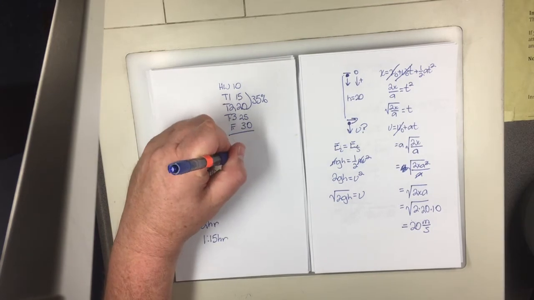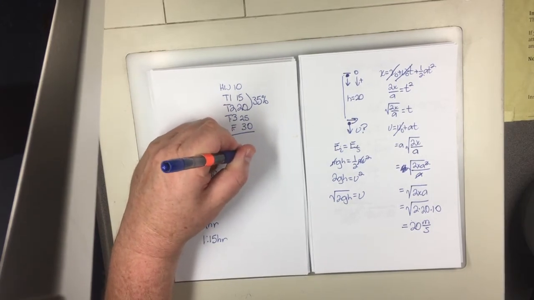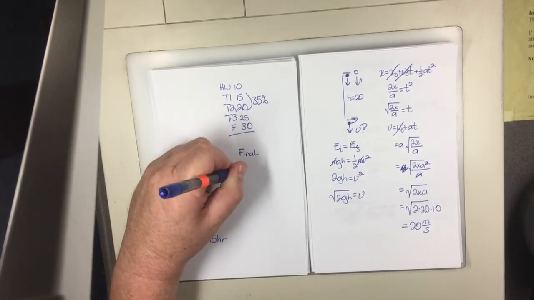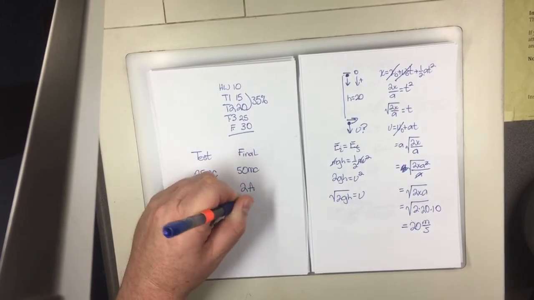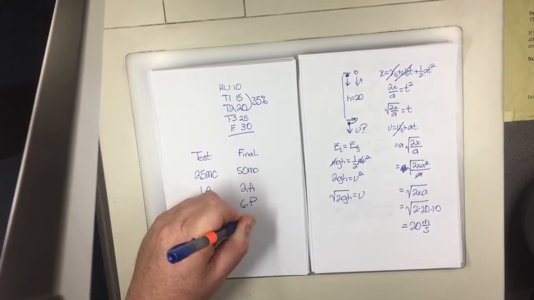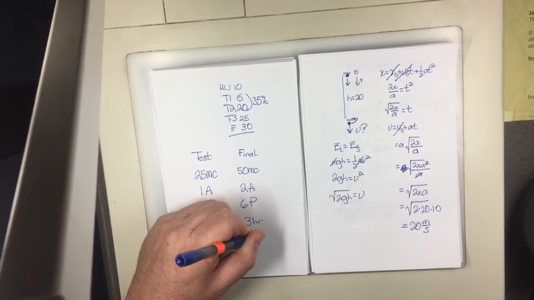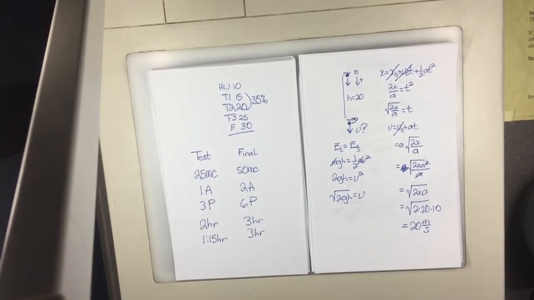For the final, it's twice the size. 50 multiple choice, 2 appetizers, 6 problems, and 3 hours for both. So for most of you, it isn't that big of a deal. It's just twice the size.